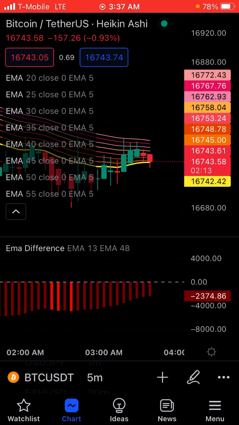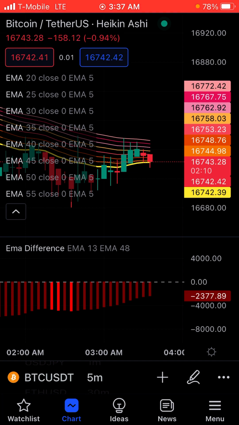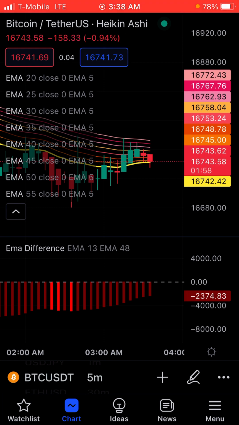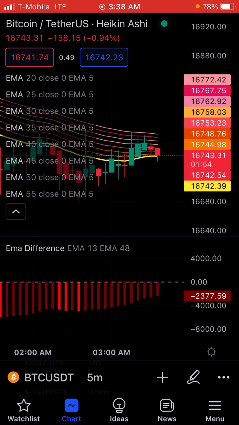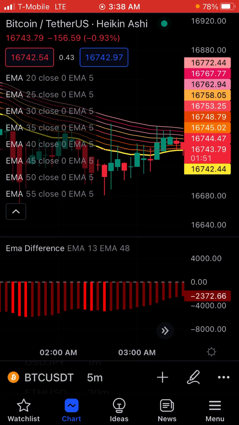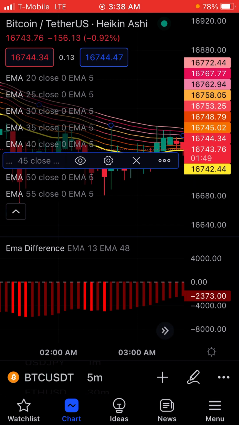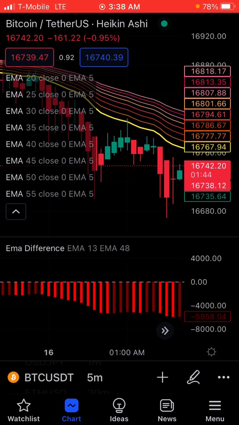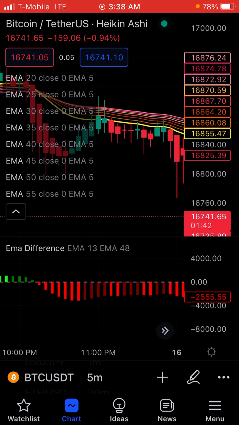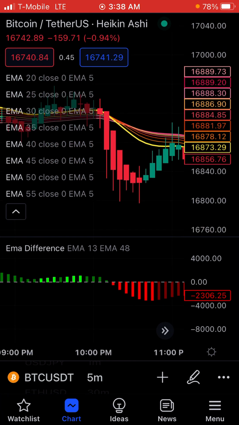But if you want to do it this way, make sure you load up your EMA difference. You're going to put the 13 and the 48 over here, and at the top, you're going to have your EMAs of the 20, 25, 30, 35, 40, 45, 50, and 55. So what I'm going to do is teach you how to spot the moments with crypto when it's going to start going bullish, because you can compare it to the stocks. You can only do this when it starts going up.